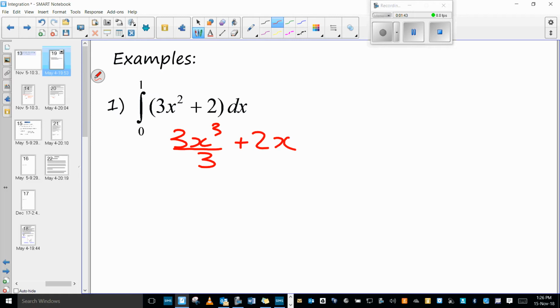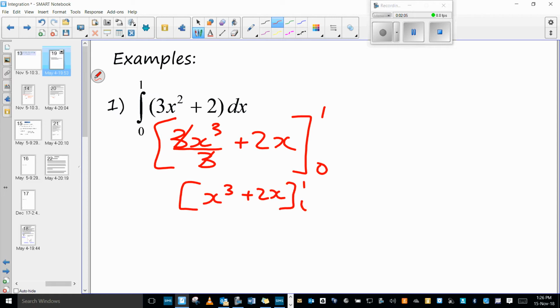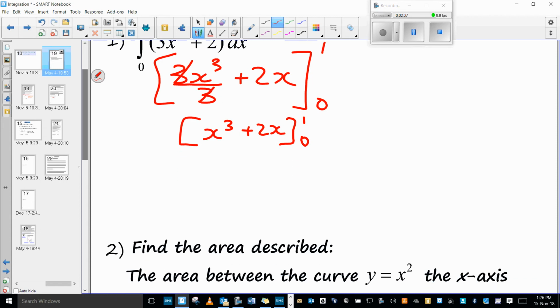Okay, so 3x cubed over 3 plus 2x. Then what do we do? Then we have to put our bracket. Yeah, so we put a square bracket, then we put our 1 and 0 on the right hand side. Nice. And now we substitute. First we cancel out the 3 and the 3. Now we're left with x cubed plus 2x, with our bracket and our numbers.